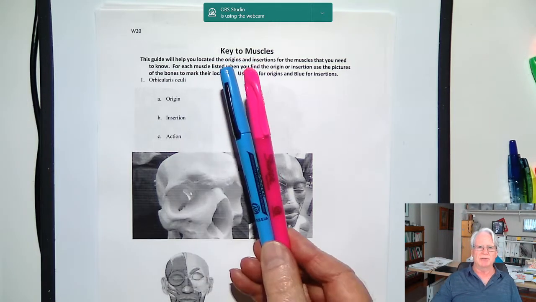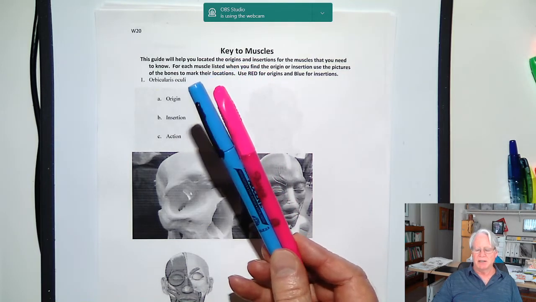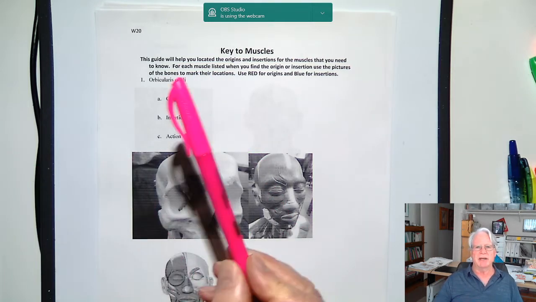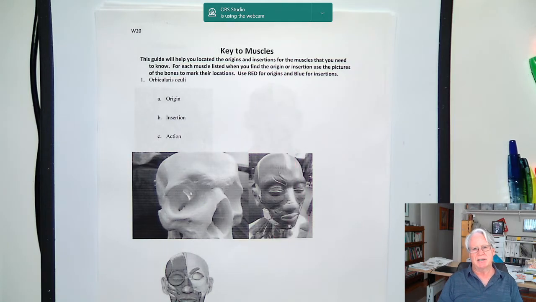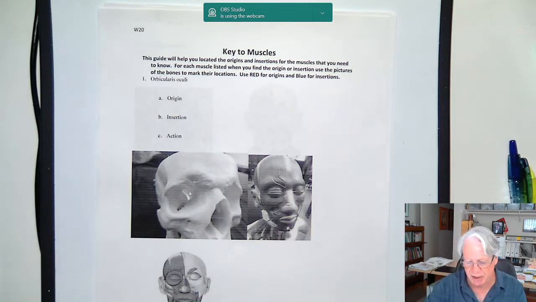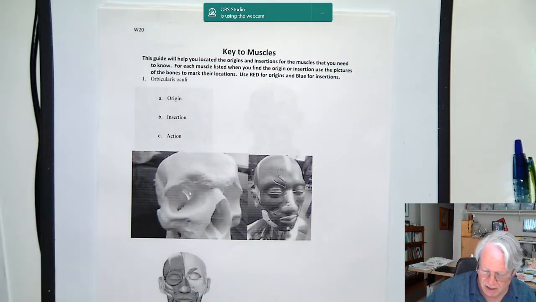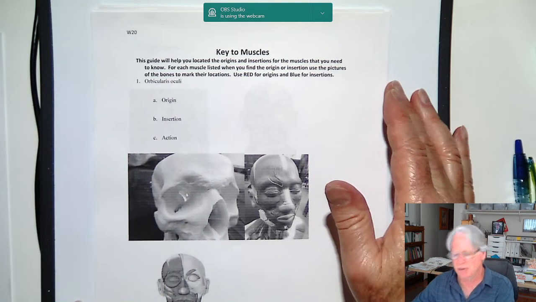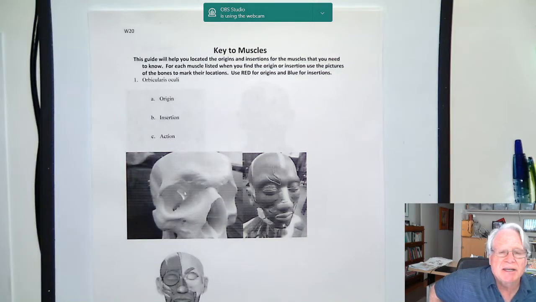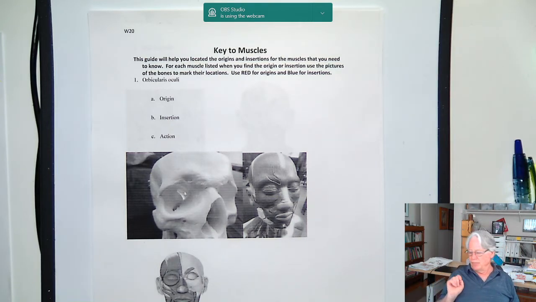So I'm going to use this pink color and this blue color to mark the areas of the origin and insertion. So origin will be in red and insertion will be in blue. And that's how we're going to handle this. So let's go ahead and begin, starting with the first page here. I'm waiting for you to come back with all the necessary stuff. And 1, 2, 3, and hold.